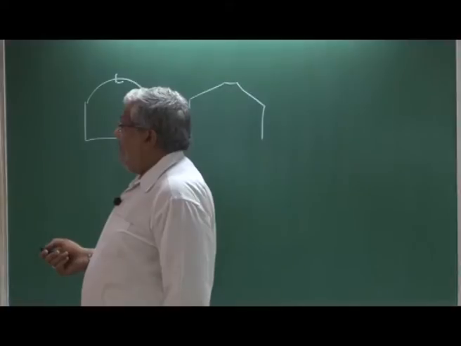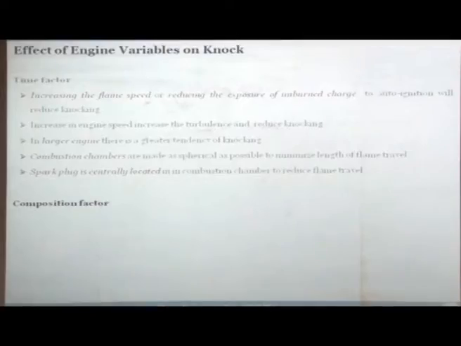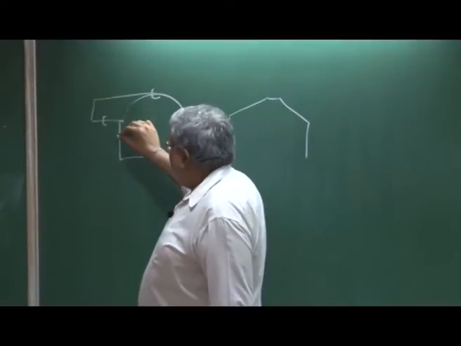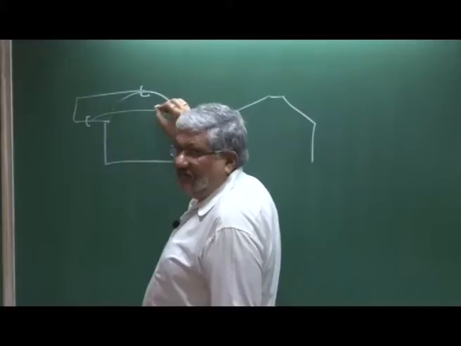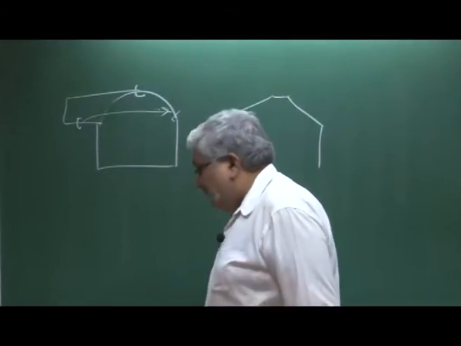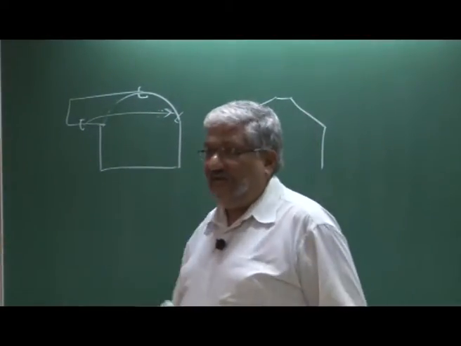Then a spark plug is centrally located in the combustion chamber to reduce the flame travel. Earlier people used to locate the spark plugs on the sides. I gave you some examples, like L-head engines where the spark plug is placed at the side. This will actually increase the maximum length of flame travel, and this will certainly knock.